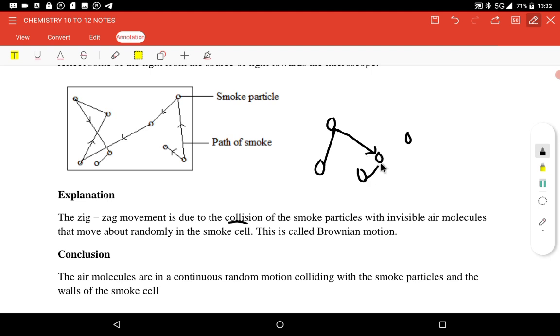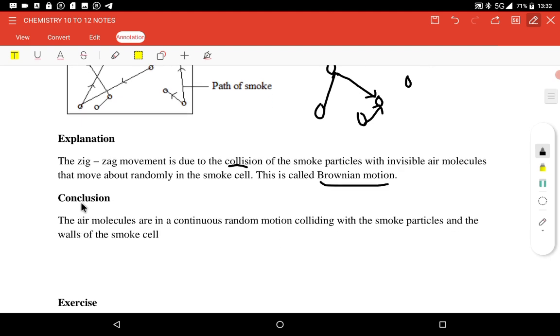Because of these, we call them collisions. They are colliding. The English term is colliding. It's because they collide as they are moving that the movement is zigzag. They were colliding, and these questions will come: collision of particles with invisible air molecules that move about randomly in the smoke cell. This is called Brownian motion.